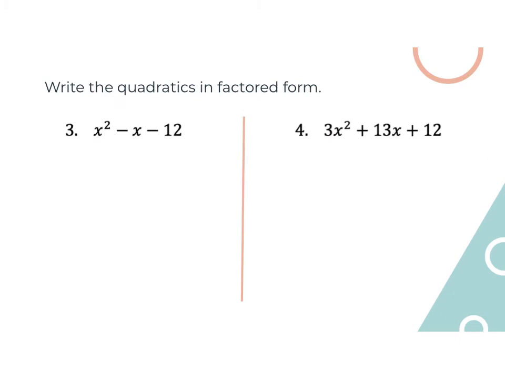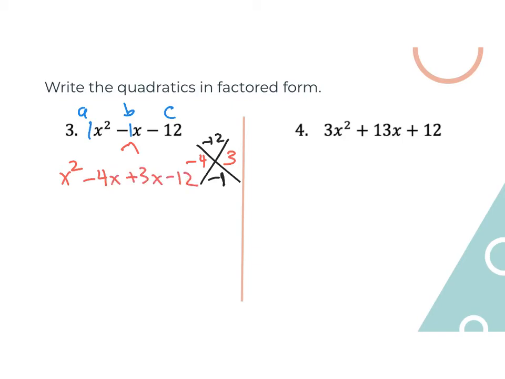All right, let's take a look at the next one. I've got x squared minus x minus 12. So my A is 1, my B is negative 1, and my C is negative 12. Here is the factor x. 1 times negative 12 is negative 12. Middle term is negative 1. Things that multiply to negative 12 and add to negative 1 are negative 4 and positive 3. So split that apart. I've got x squared minus 4x plus 3x minus 12.